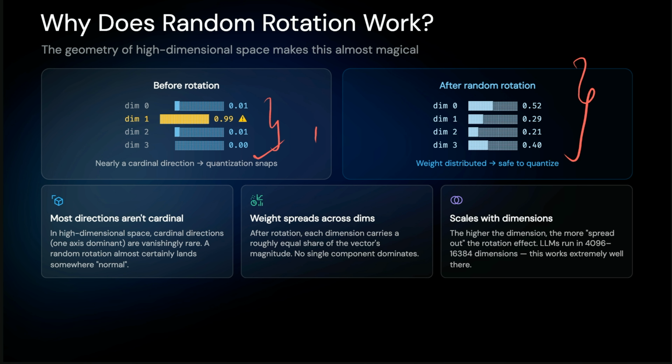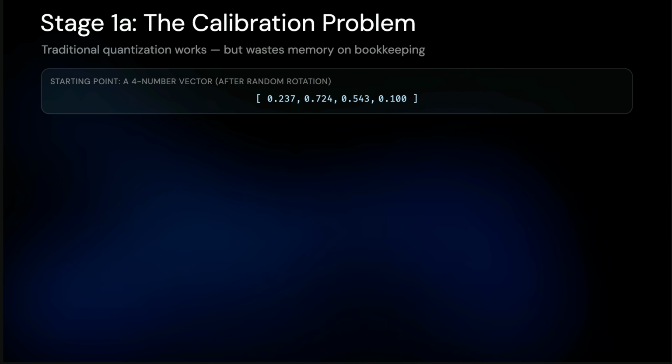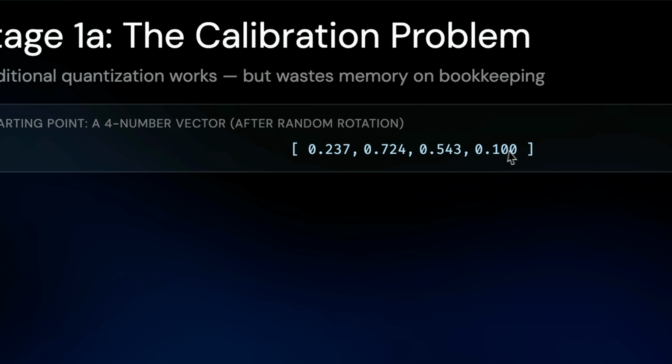Now that we have learned why random rotation works, let's move on to the next concept, the calibration problem. Let's take a quick recap. We started with a vector and tried to quantize it, but when we take a real LLM vector, we found that there are many cases where one dimension shoots up, right? If we quantize such a vector, we are losing a lot of information. So what we did is we rotated the vector, and this is the vector that comes after rotation.